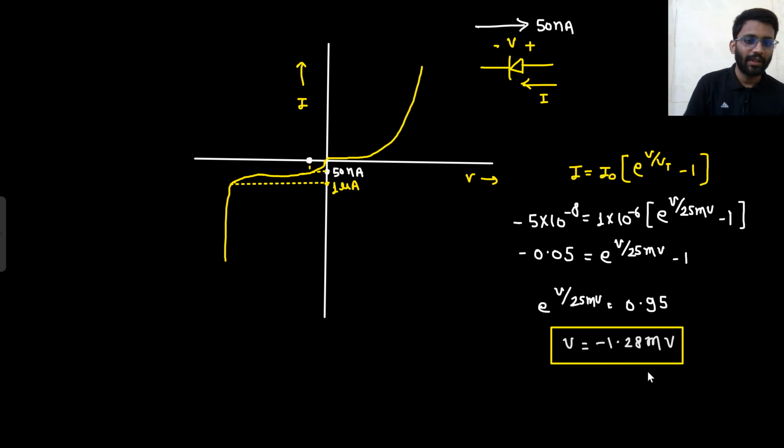So the value of V you are getting is minus 1.28 millivolt. Okay, so there was a bit of interruption in between the video because there is some electricity issue. So this is the value of V you are getting, that is minus 1.28 millivolt.